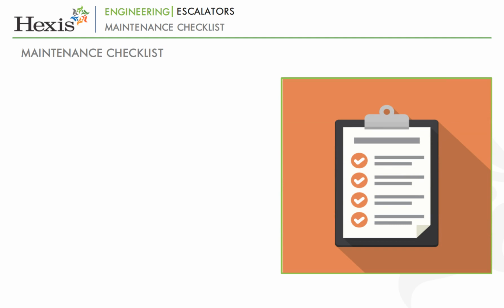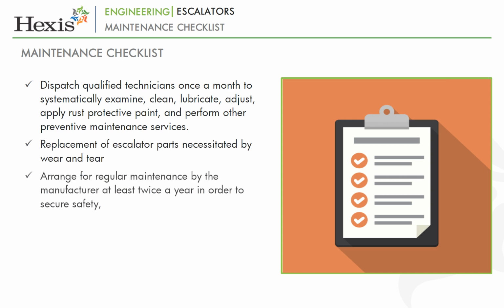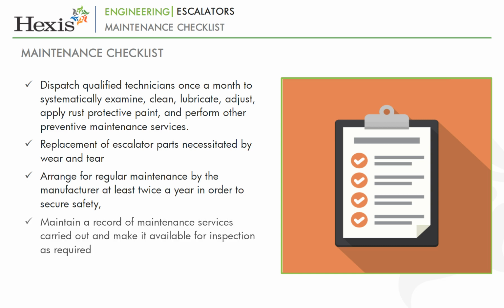Let us see some of the maintenance checklist points that need to be considered. Dispatch qualified technicians once a month to systematically examine, clean, lubricate, adjust, apply rust protective paint and perform other preventive maintenance services. Replacement of escalator parts necessitated by wear and tear. Arrange for regular maintenance by the manufacturer at least twice a year in order to secure safety. Maintain a record of maintenance services carried out and make it available for inspection as required.